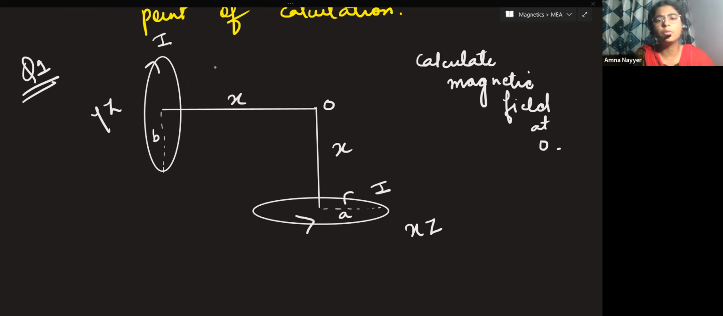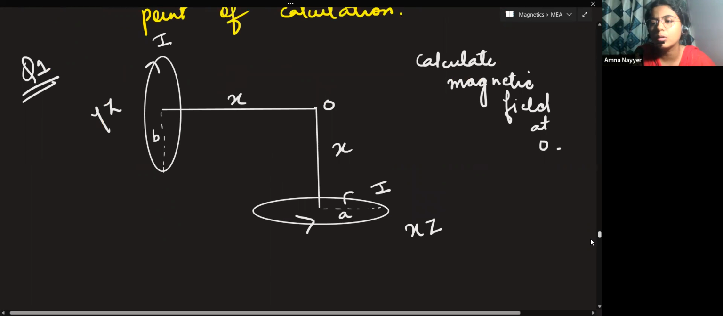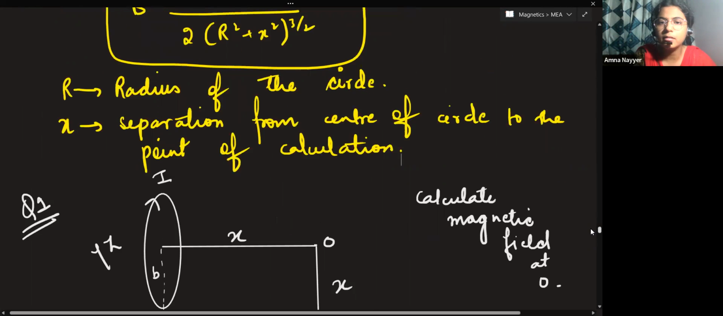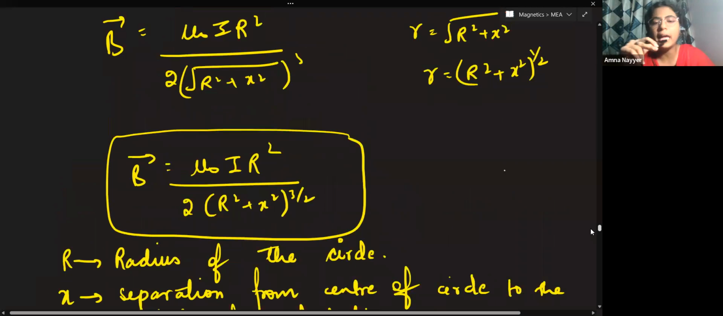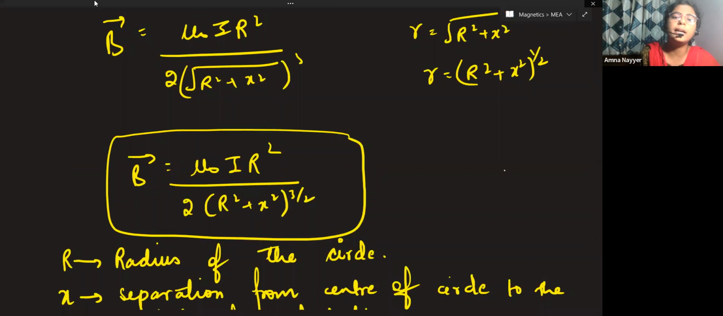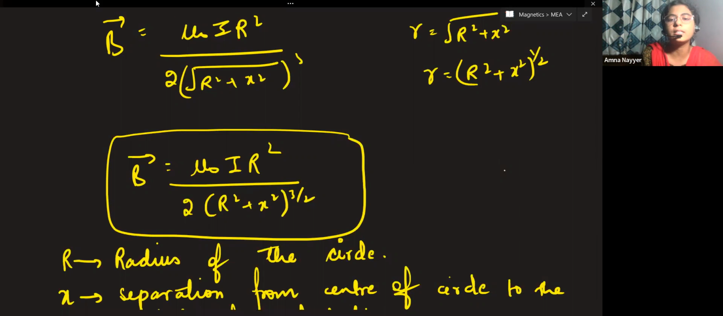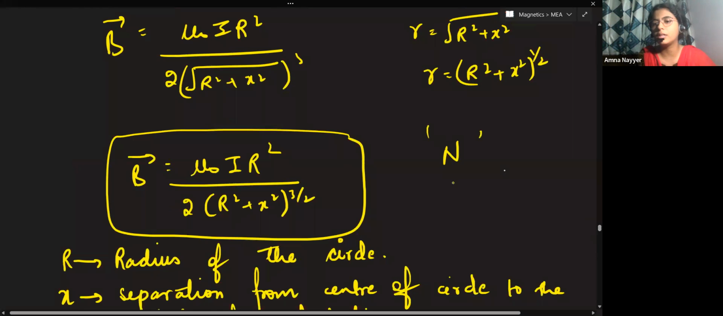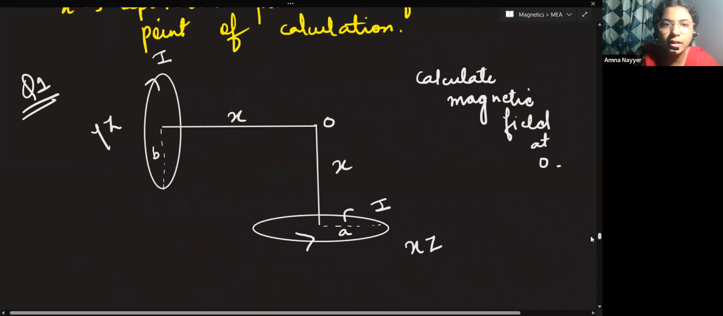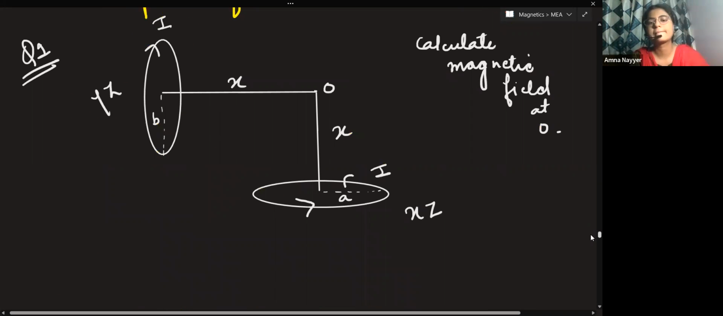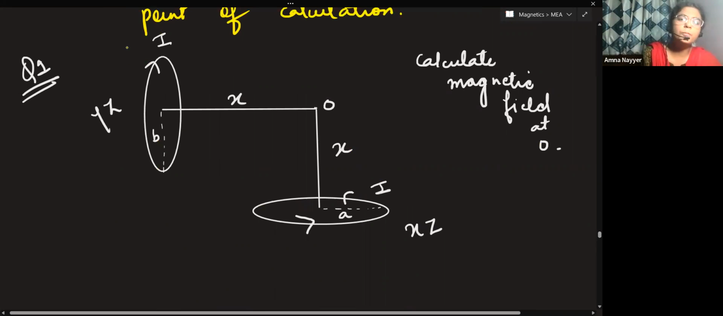One more thing: if n number of turns are given, multiply it with n. That will become mu naught n i r square divided by 2 into capital R square plus x square to the power 3 by 2, if n number of turns are mentioned. So in the question that we had right now, this is loop 1, this is loop 2nd. So we have to calculate the magnetic field.